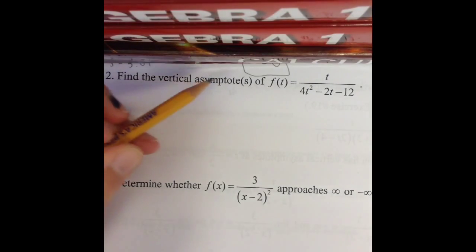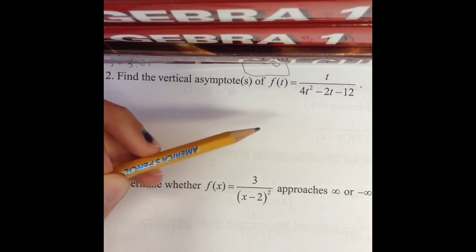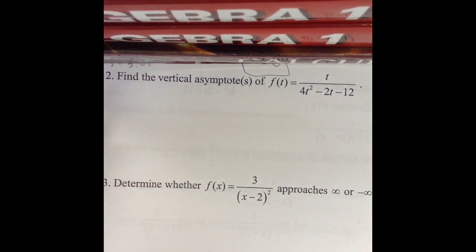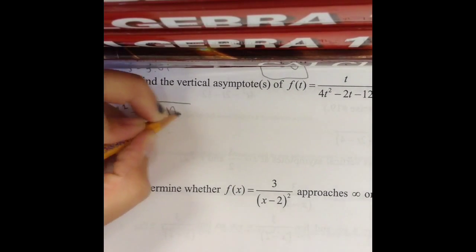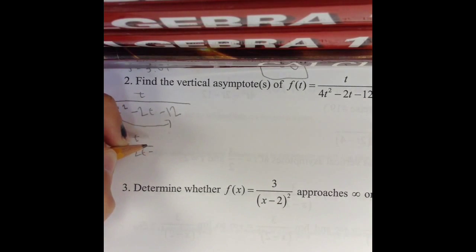Okay. To find the vertical asymptotes of our function t over (4t squared minus 2t minus 12), let's first factor the bottom. So t over 4t squared minus 2t minus 12. To factor this, let's carry our 4 over to the 12. So t over (t squared minus 2t minus 48).